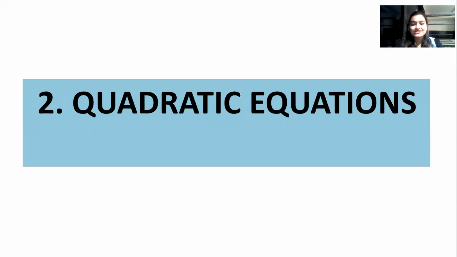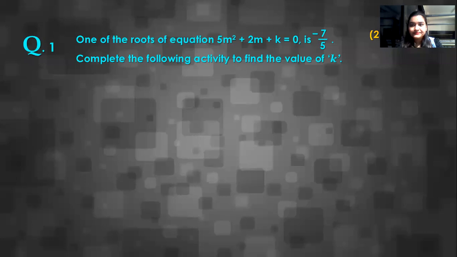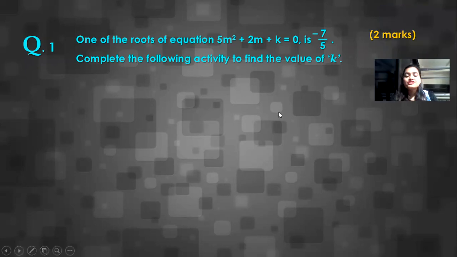Moving on to the next chapter, quadratic equation. Question number 1. One of the roots of the equation 5m square plus 2m plus k is equal to 0 is minus 7 upon 5. Complete the following activity to find the value of k.